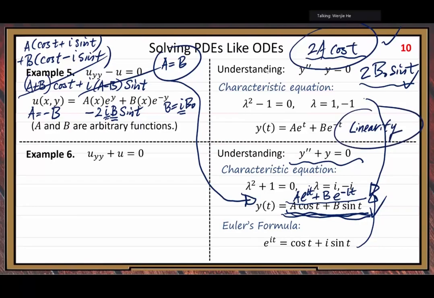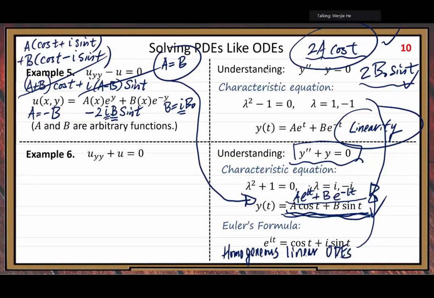Linearity property. So what kind of equation has this linearity property? Not every one. For an equation to have this linearity property, it should be an equation like this. So what kind of equation? Homogeneous linear equations, homogeneous linear ODEs.